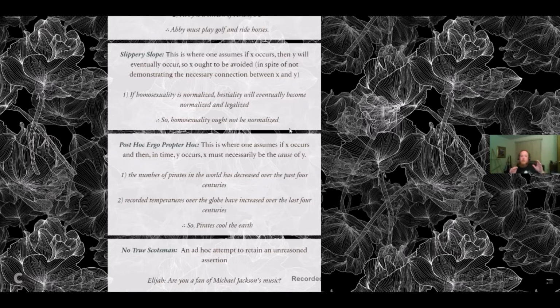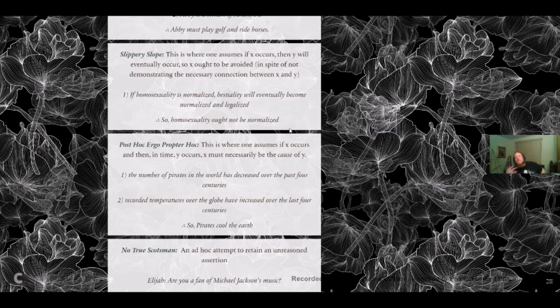That's the fallacy. You say there must be a connection. And so here, correlation doesn't equal causation. You take 2 things that happen in the world and you say they must be connected somehow, even though you have no way of demonstrating their necessary connection. Maybe somehow pirates do cool the earth. Maybe they do, but you haven't proven it.